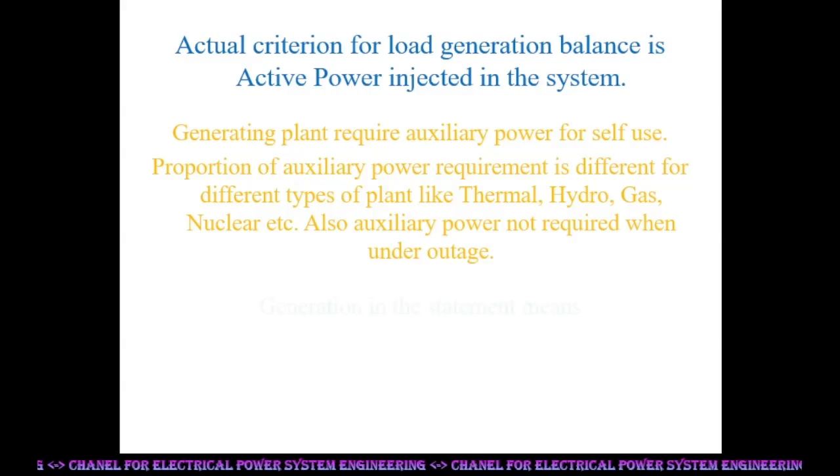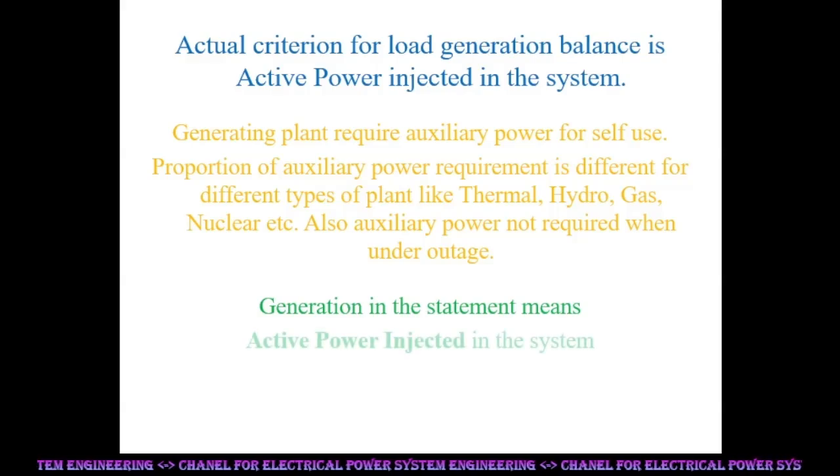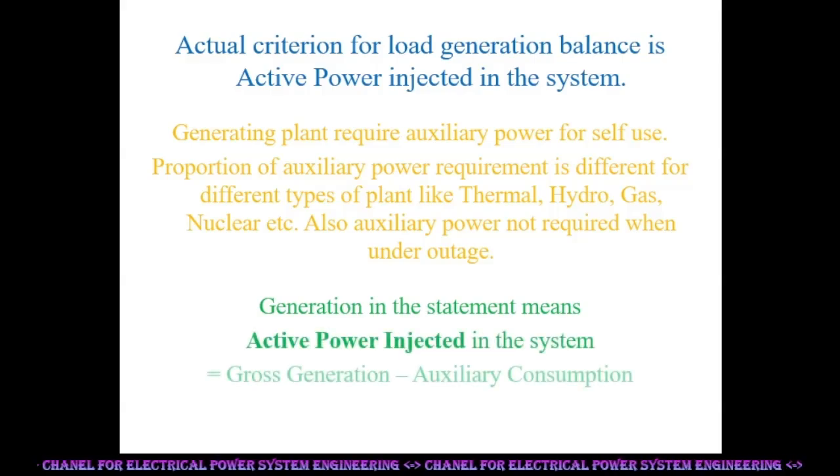Generating plant requires auxiliary power for self-use. The proportion of auxiliary power required is different according to types of plants like thermal, hydro, gas, nuclear, etc. Also, auxiliary power is not required when under outage. Therefore, generation in the statement means active power injected in the system, which is equal to power generated minus auxiliary consumption.